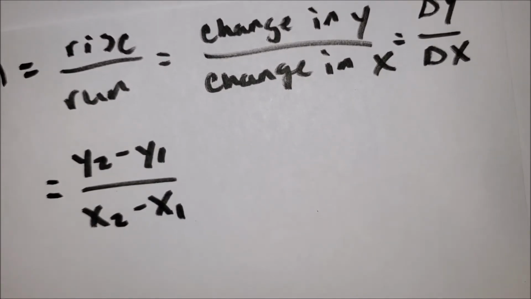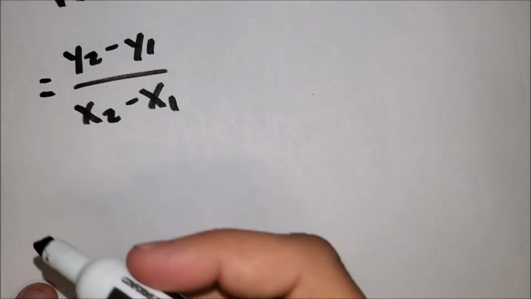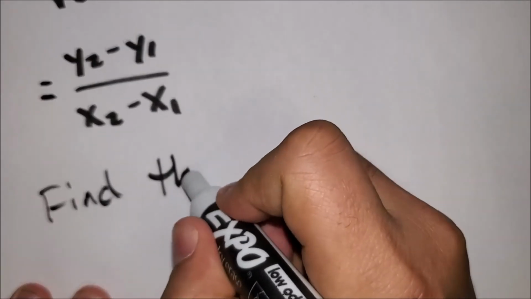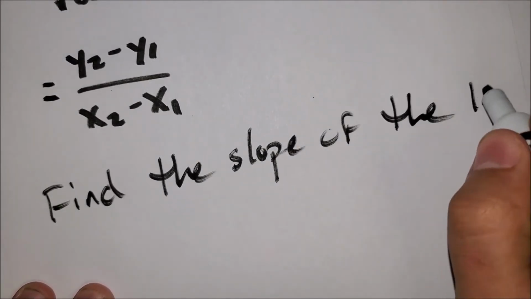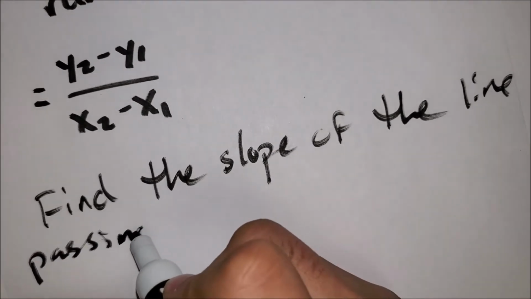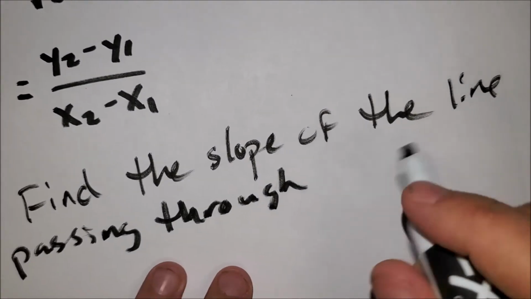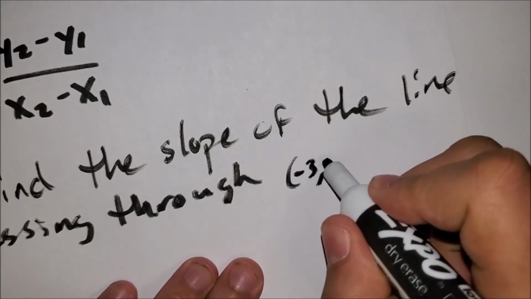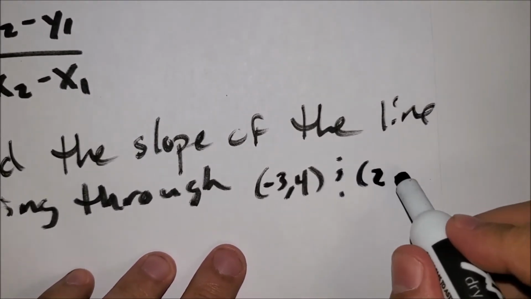So let's do a quick little example using this method. Suppose that you're given a line that passes through 2 points. So find the slope of the line passing through, let's say, negative 3, 4, and 2, negative 2.